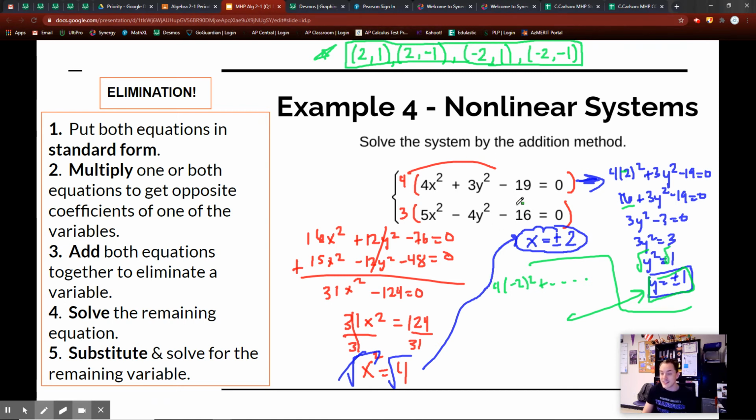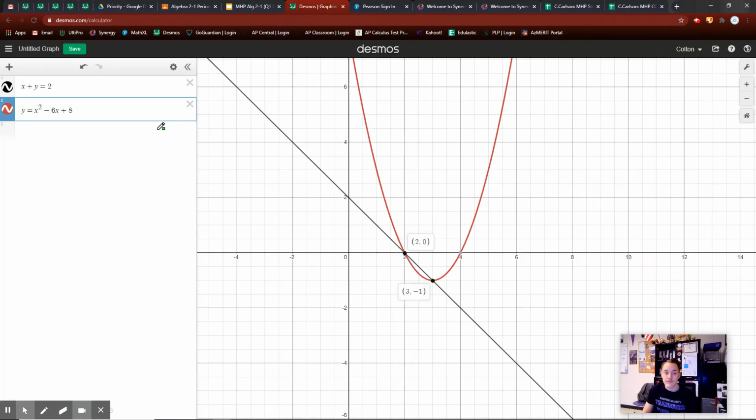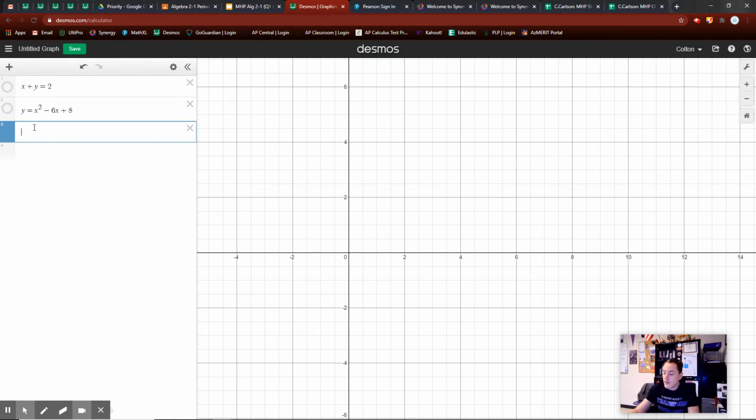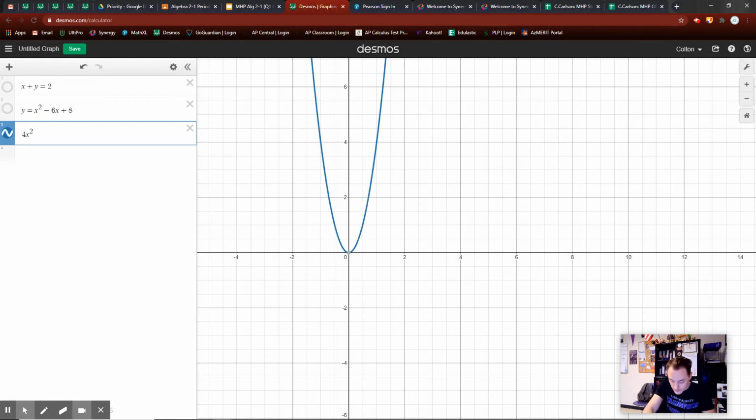I'm going to plug this into Desmos, and we're going to see how many we actually get. So let's do that. Make sure you have this written down. Let's go to Desmos. Turn these off. Let's plug this stuff in. Ready? So I got 4x squared, and then plus 3y squared, and then I have minus 19, and then equals 0.